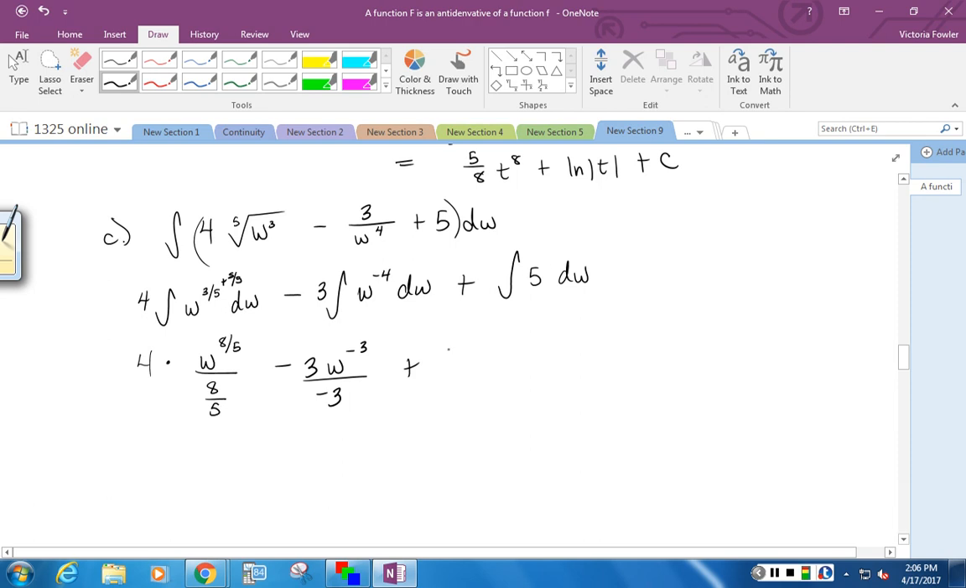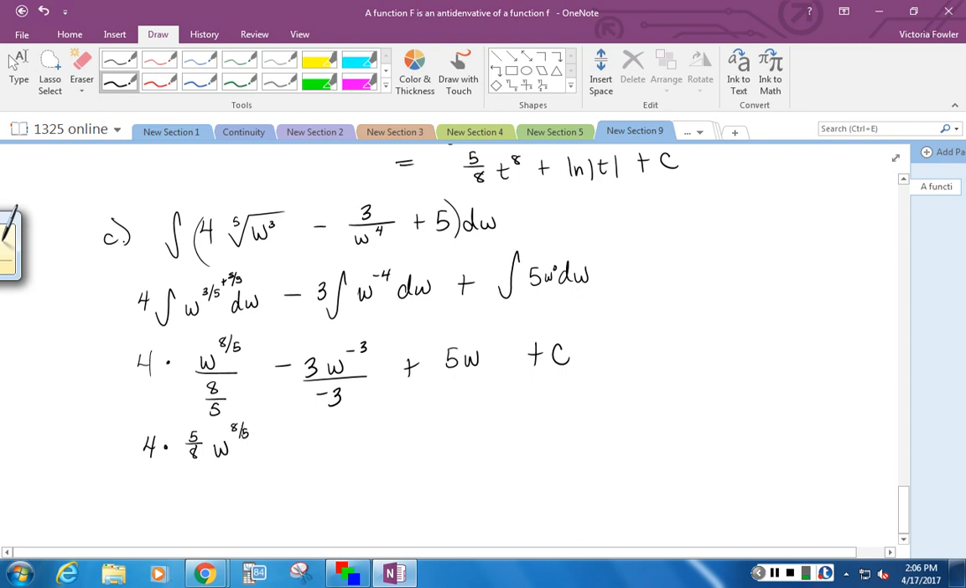The antiderivative of 5 is going to be 5w. I add 1 to the exponent and then divide by it. And then I have my constant. So let's go back and make this look a little bit nicer. Notice that dividing by 8/5 is the same thing as multiplying by the reciprocal of 8/5. So this is going to be 4 times the reciprocal of that, which is 5/8, times w to the 8/5.